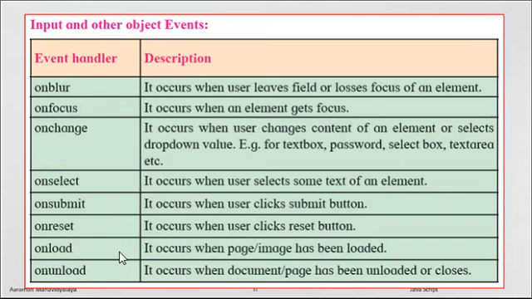Then next event is onLoad. This event occurs when the page or image has been loaded. That means when we run the program, this event takes place. And last event is onUnload. It occurs when the document or page has been unloaded or closes. That means when we close any program or terminate any program, that time this onUnload event takes place. These are the different events through which we can complete our task.